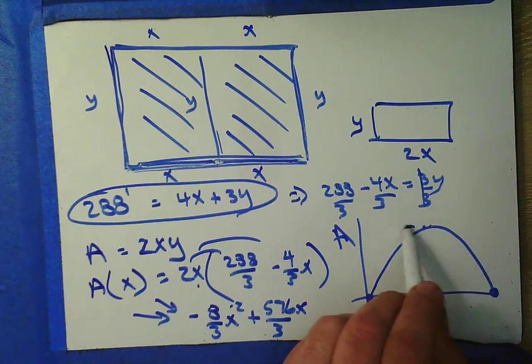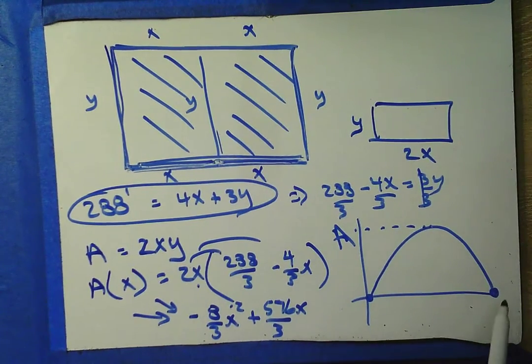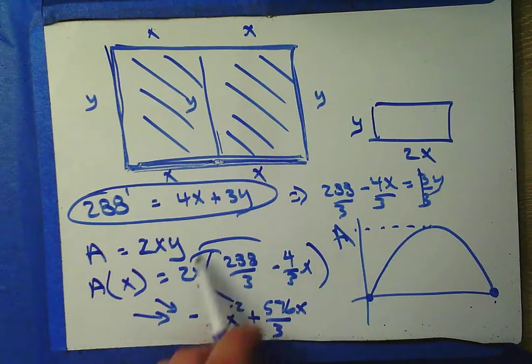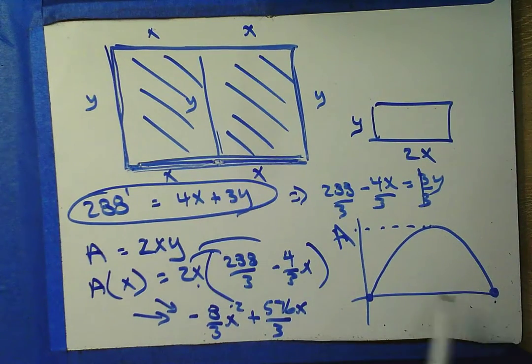And I see there's going to be a maximum area. And that maximum area, I can find it one of two ways. I can find the x-intercepts by setting this equal to 0 and solving, and then finding halfway between those x-intercepts to get that x value. Or I could do minus b over 2a with my general form. So let's take a look at these two options.